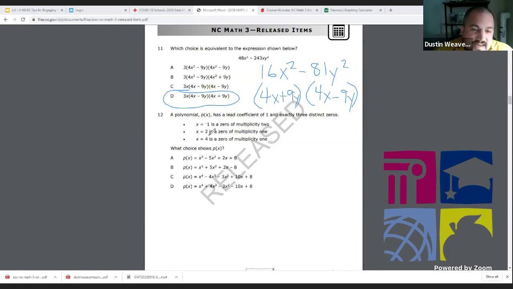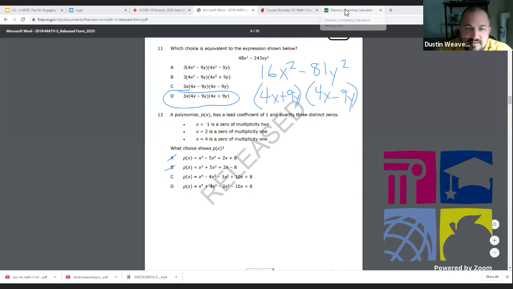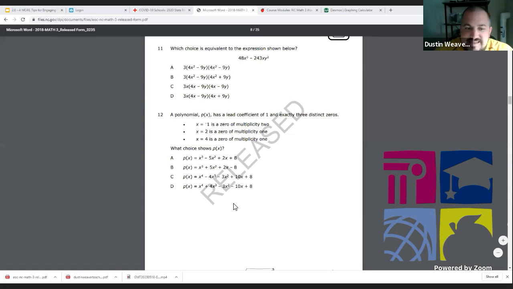Okay, it's going to hit the x-axis at 2, and then it's also going to hit the x-axis at 4. So 2, 1, and 1, that's 4 x-intercepts, basically. So that's going to leave us with either C or D. So we're going to type this into our calculator. We're going to look at, really quick, C.